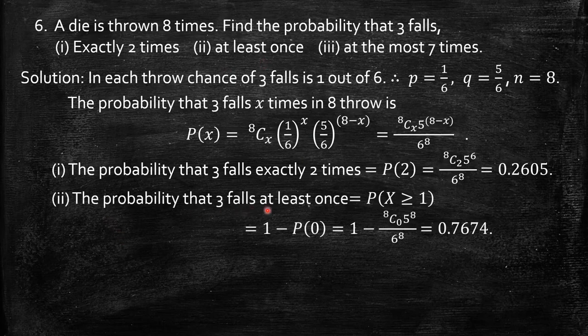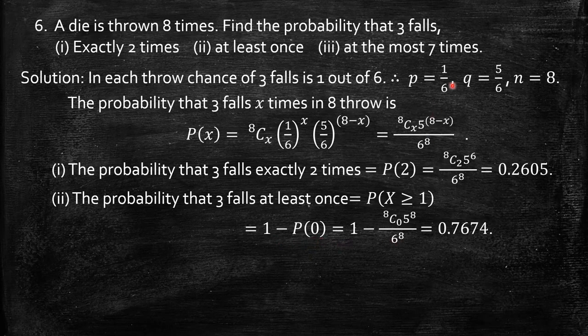Now at least once, the least is 1, so we have greater than or equal to 1. The probability that 3 falls at least 1 is P of x greater than or equal to 1. So if I go in the direct way, then I have to sum up all the probabilities starting from 1 to 8. Instead of that, we take the complement of x less than 1. 1 minus probability of x less than 1 means 1 value, integer value, discrete value, that is 0. So 1 minus P of 0.